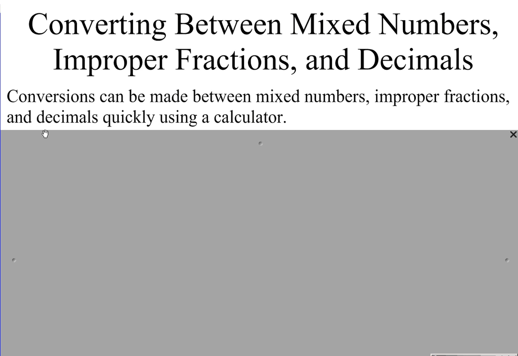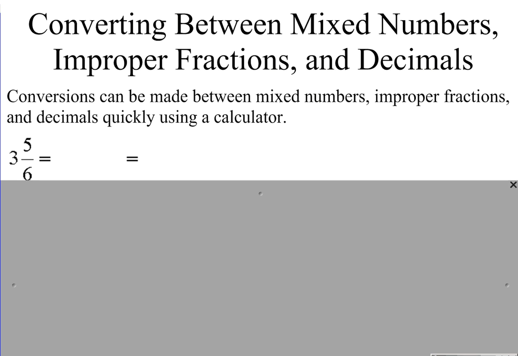Converting between mixed numbers, improper fractions, and decimals. We've already talked about going from fractions to mixed numbers, decimals to each one of those. Now to go back and forth between any of them. Conversions can be made between mixed numbers, improper fractions, and decimals very quickly using a calculator.